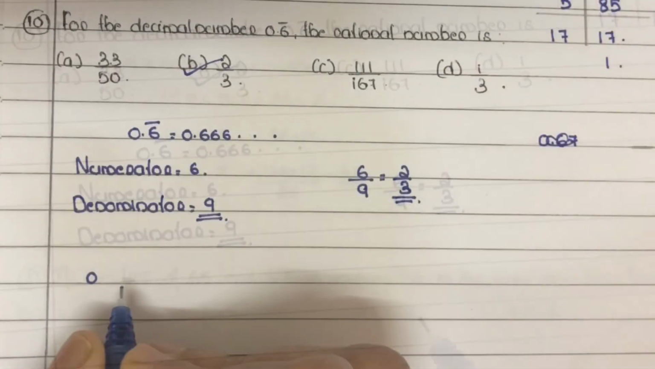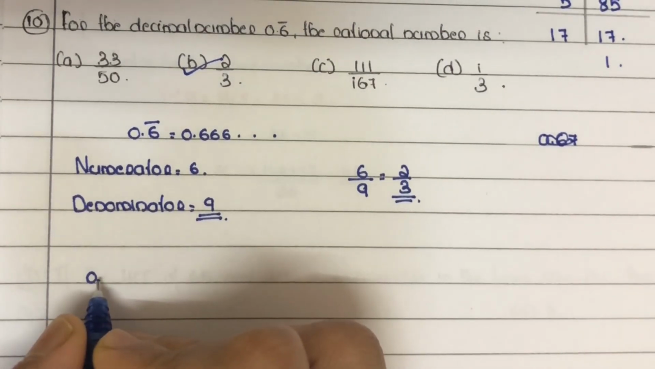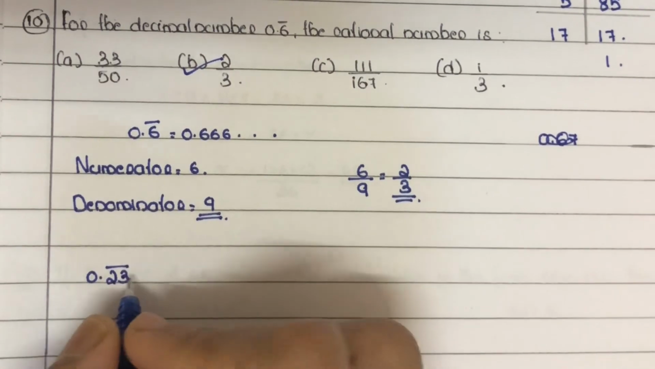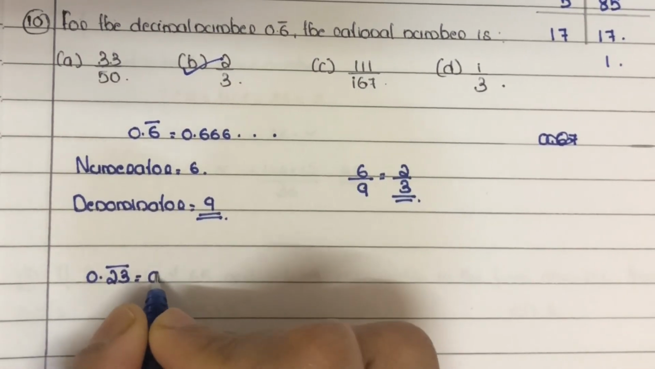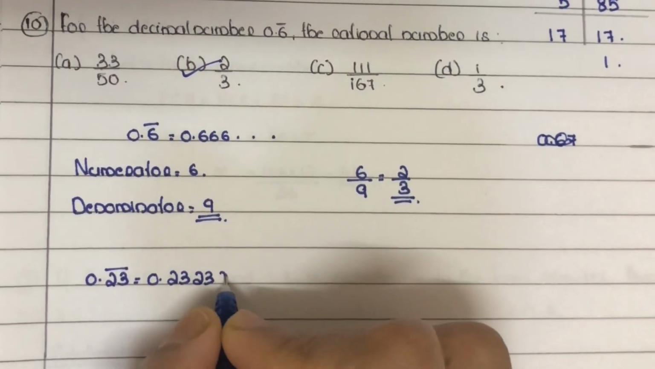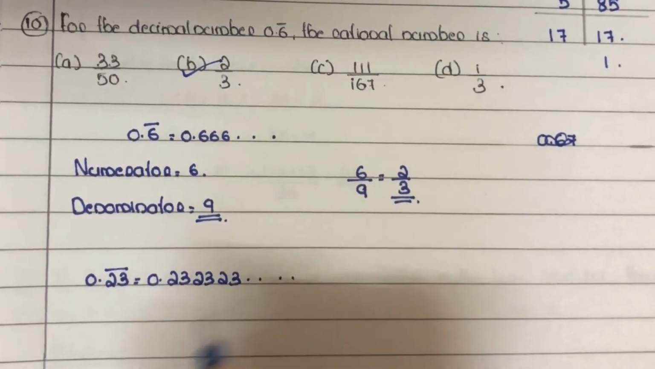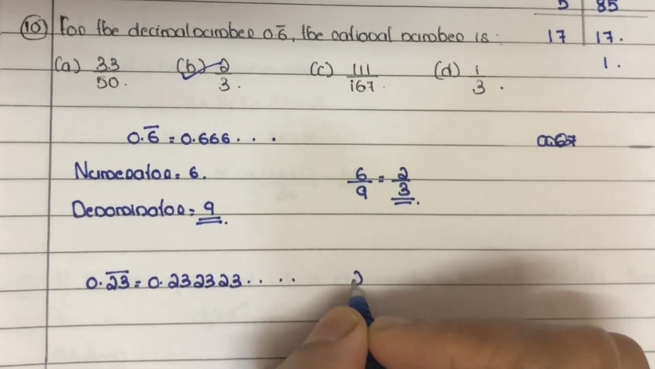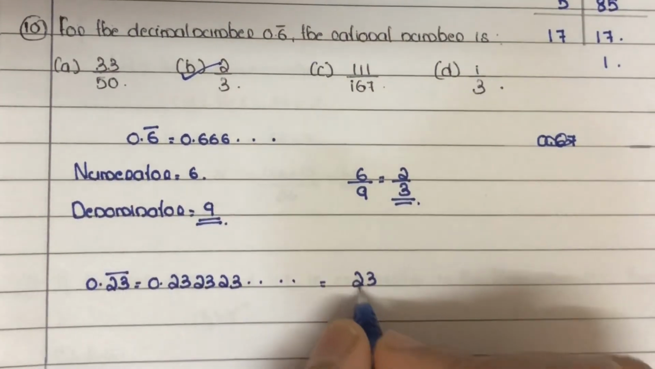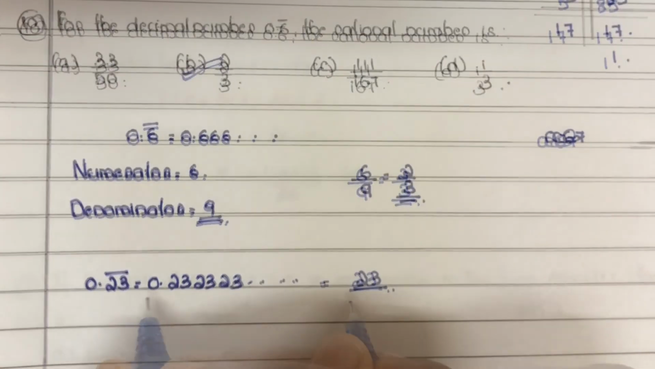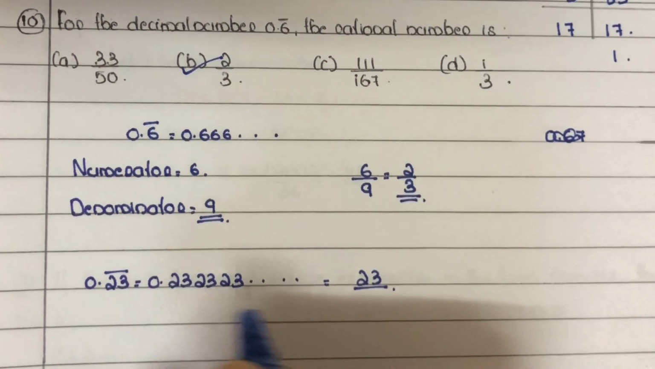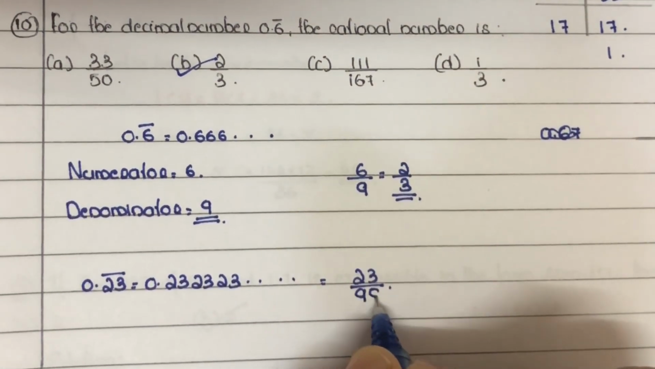Okay. Now consider another example, 0.23 bar. Okay, 0.23 bar means 0.23, 23, 23, etc. Okay, so here the numerator is 23. This is equal to 23 by, how many repeating digits are there? 2, right? So 23 by denominator is 99.